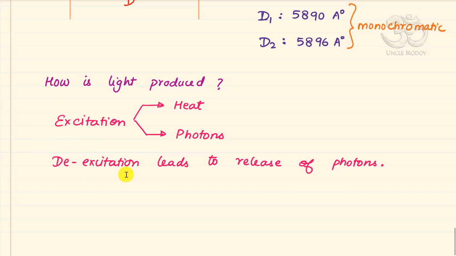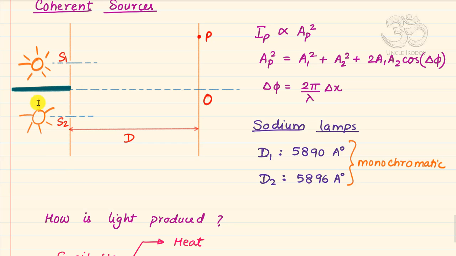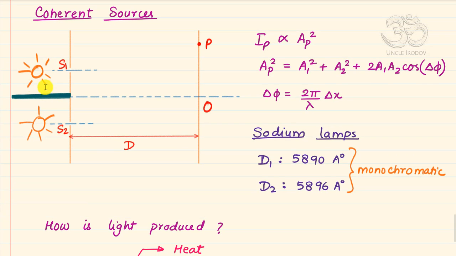So de-excitation of electrons will lead to release of photons, and there are two sodium vapor lamps here. In one of those sodium vapor lamps, and of course we take a very small amount of sodium vapor, but that will also have billions and billions of atoms. And here also in the other one there will be billions and billions of atoms.